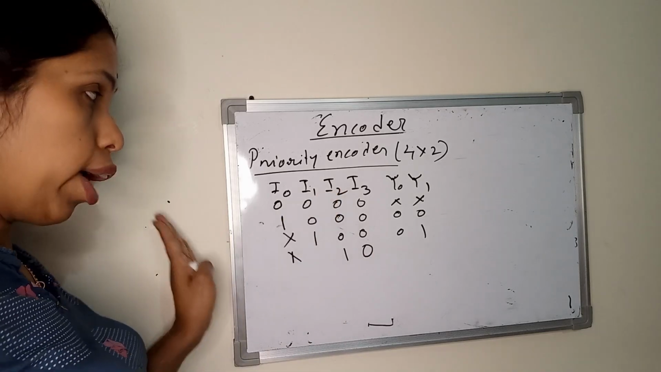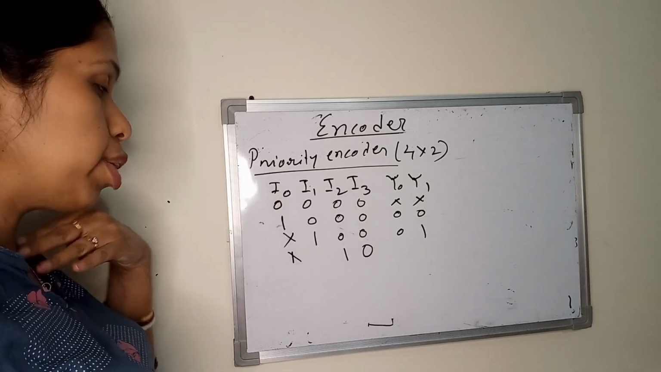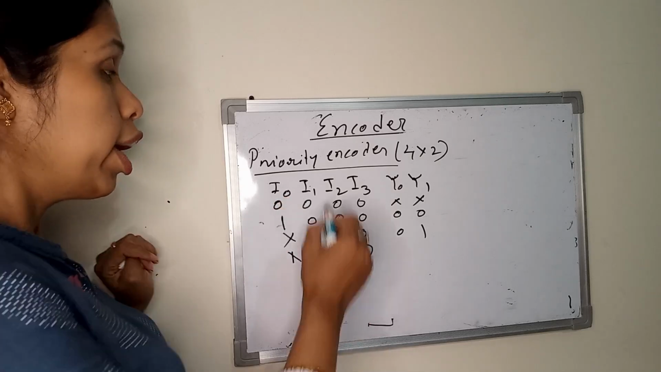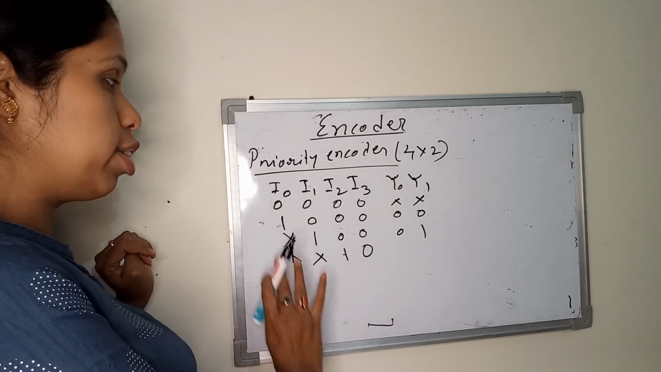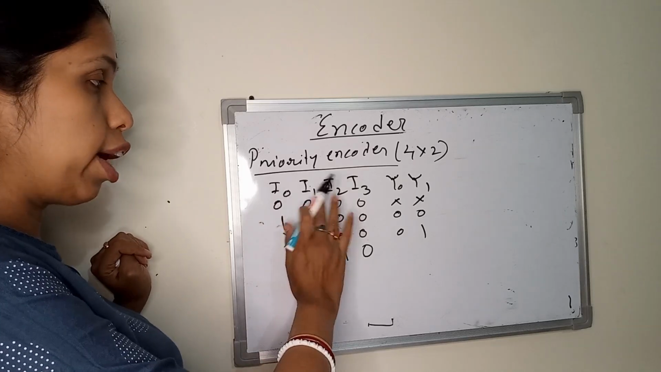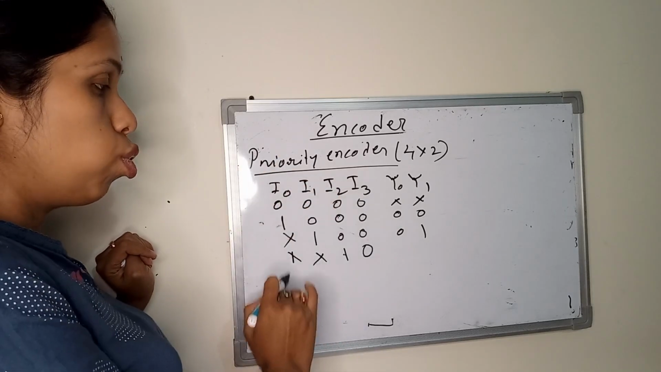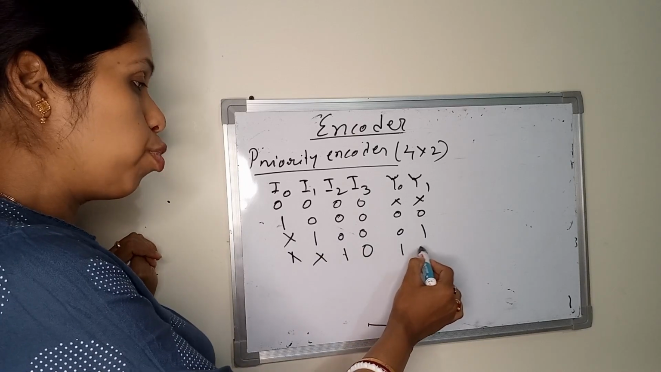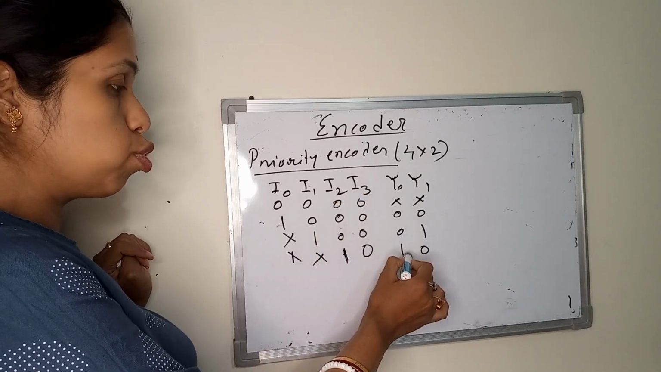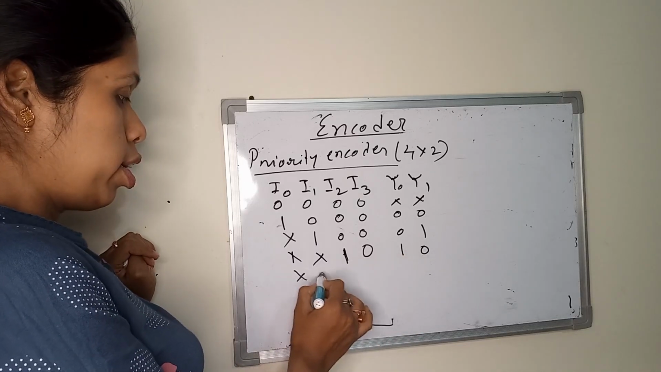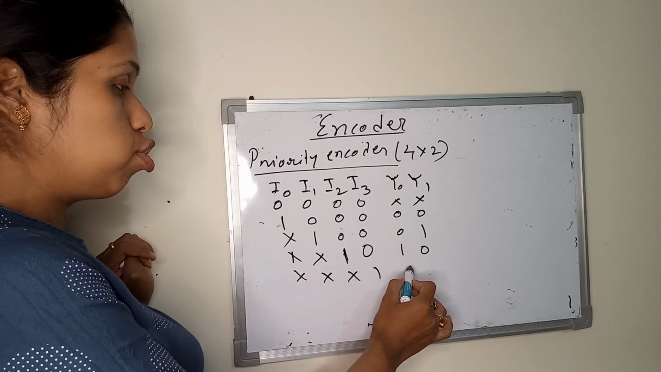Okay, if we see the lower number, whatever input I'm sending through the I0 and I1, if my I2 is 1, then whatever information I'm sending through I0 and I1, because I0 and I1 are 0 and 1, less than 2. Okay, so my output will be 1 0. So I2 is 1 means it corresponds to 2, 1 0.